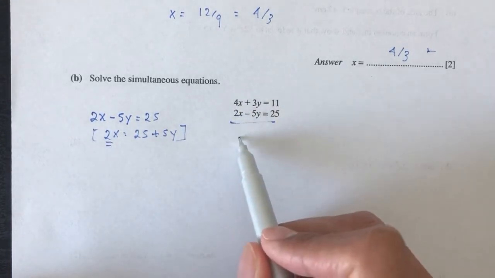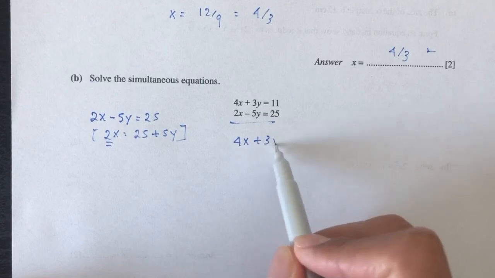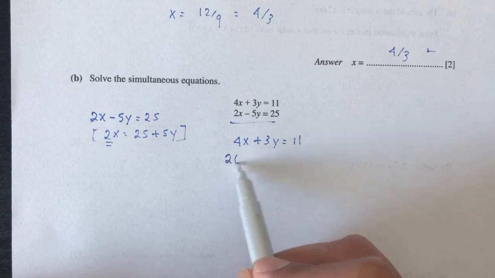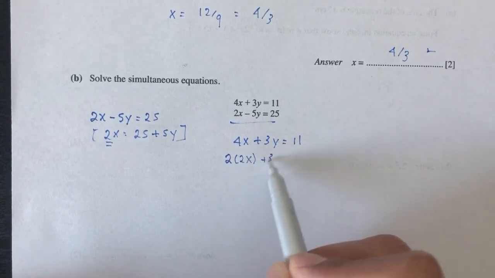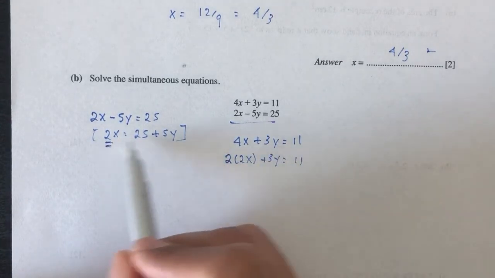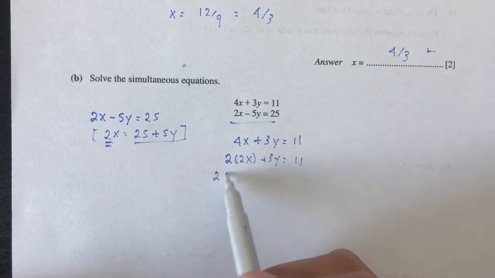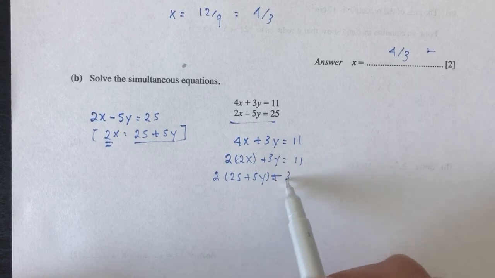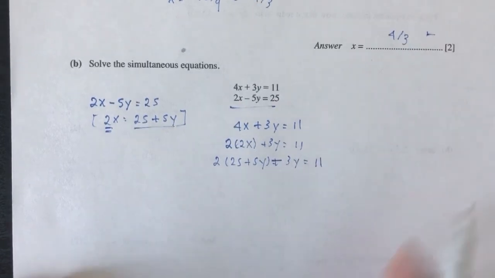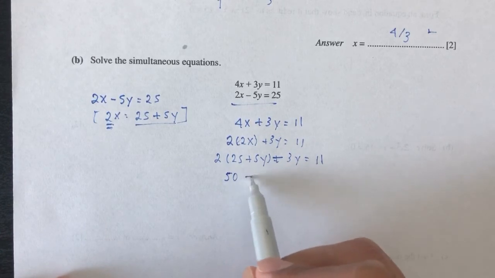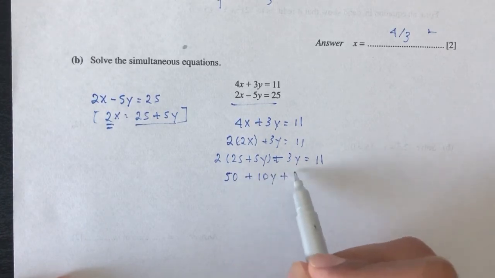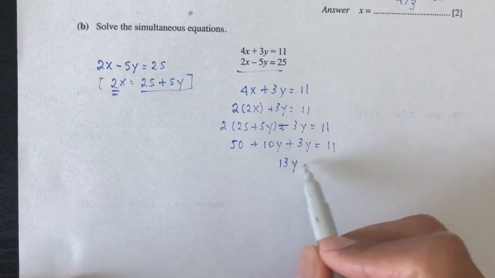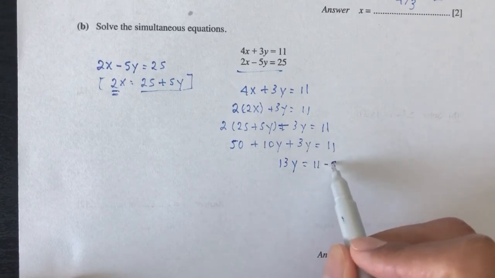I see that 4x plus 3y equal to 11. So what is 4x? 4x is actually 2 times 2x, right? As you can see, I know 2x is equal to this. So replace 2x with 25 plus 5y, plus 3y equal to 11. Let's simplify. We have 50 plus 10y plus 3y equal to 11. So 13y equal to 11 minus 50.